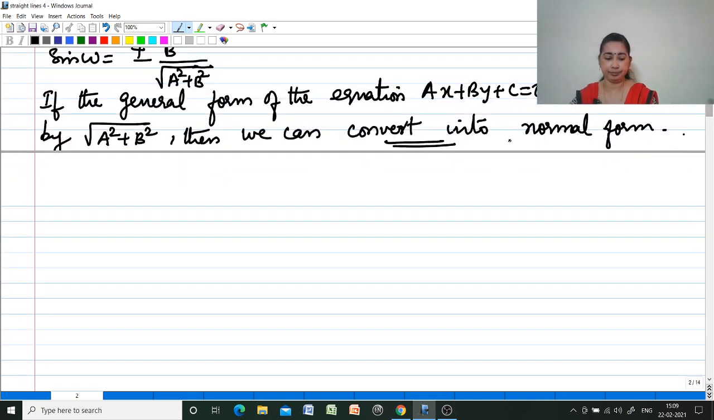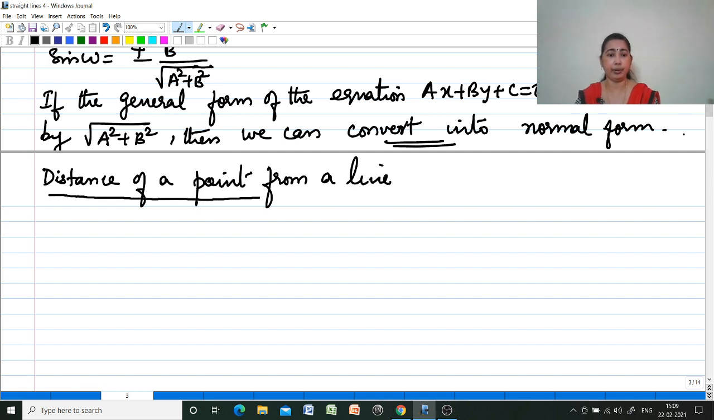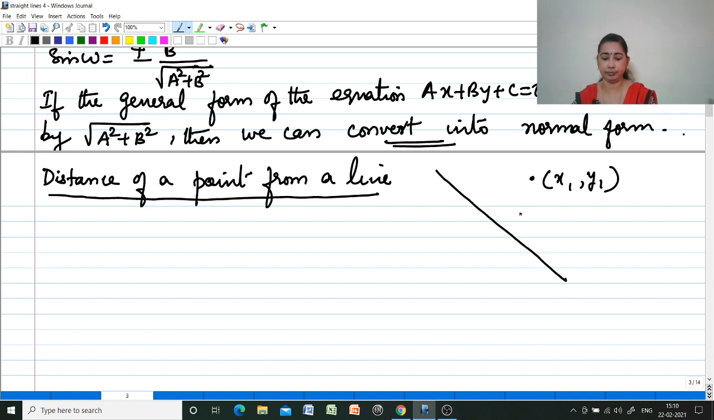Now next is distance of a point from a line. How to find the distance from a point to a line? This is the point x1 comma y1 and this is the line. This line is ax plus by plus c equal to 0. And we have to find out what the distance is.